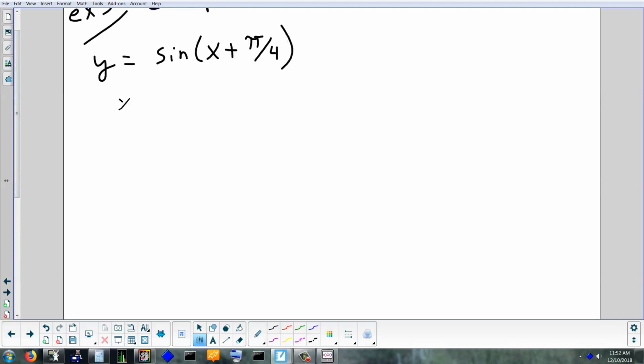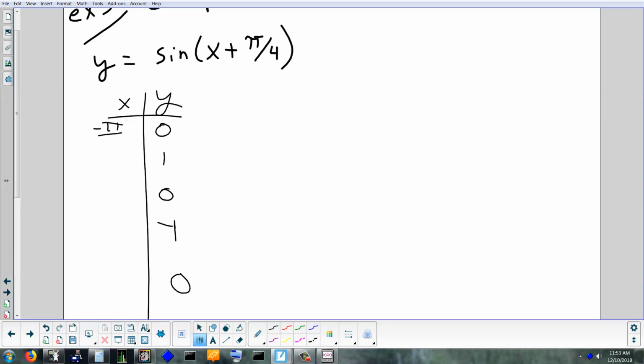All right, so I'm going to make the table because I just want to get into the graph. Okay? So you've got 0, 1, 0, -1, 0. You're going to subtract pi over 4 from all your x's. So you would have negative pi over 4, pi over 4, 3 pi, 5 pi, 7 pi, all over 4. If you subtract pi over 4 and find your common denominators, that's what you'll get.